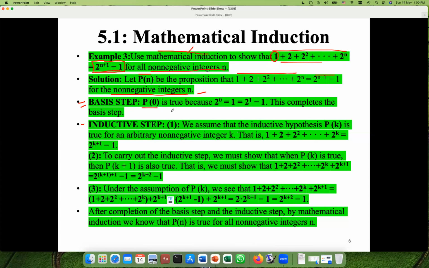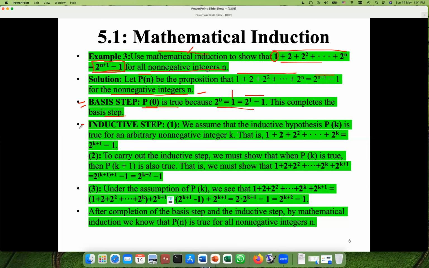So we are saying that P(0) is true, and then you can give your proof of how it is true. Because 2 raised to the power 0, which is 1, is equal to, putting 0 here, 0 plus 1 is 1, 2 raised to the power 1, which is 2, and 2 minus 1 is 1. So the left-hand side and right-hand side are equal. So P(0) is true. This completes the basis step.